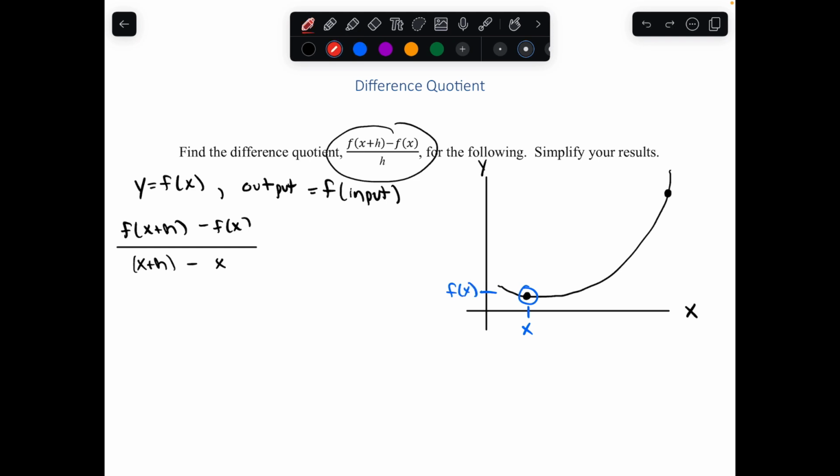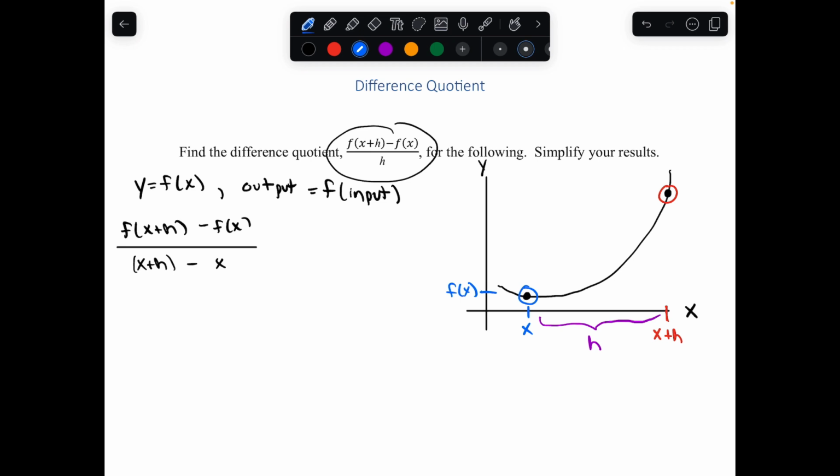Now let's look at this other point. What is its x value? Well, its x value is going to be somewhere down here. But how do I label that? I could label it x1 or x2, but instead I want to write it in terms of this blue x. What is the distance between the red mark and the blue mark on the x-axis? Well, I'm going to label that distance as h. So we can write this red tick mark on the x-axis as x plus h.